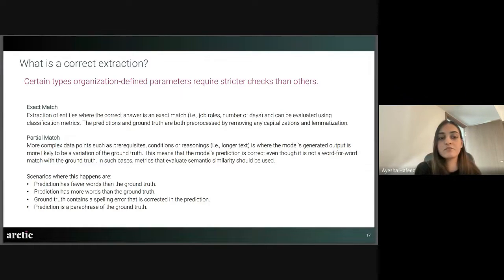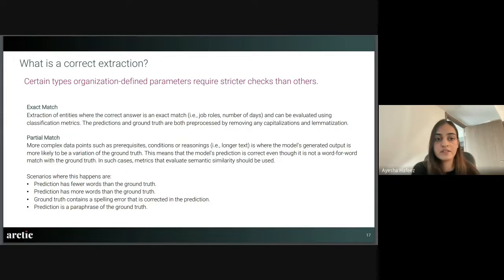Now, the other type, which are more complex data points, such as prerequisites, conditions, or reasonings, is where the model's output is likely to vary from the ground truth even more, either because the model has generated a paraphrase of what the ground truth is, or the model has fewer or more words than the ground truth. Neither of these cases mean that the model's prediction is incorrect, hence exact match does not really suffice here. What we want to be looking at is evaluating the model's prediction on a semantic level.